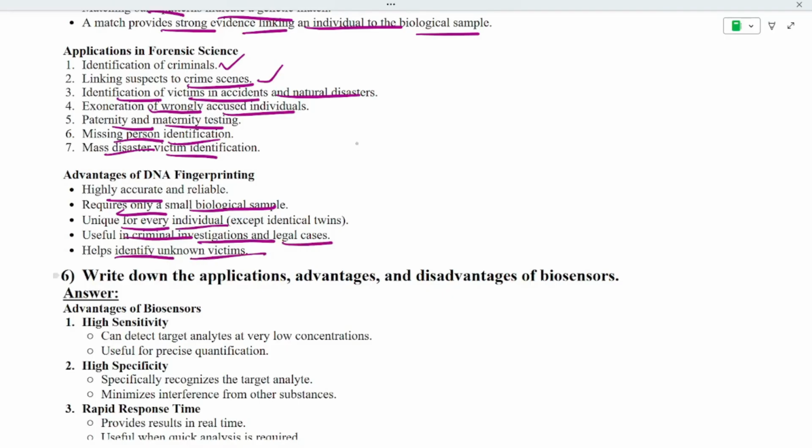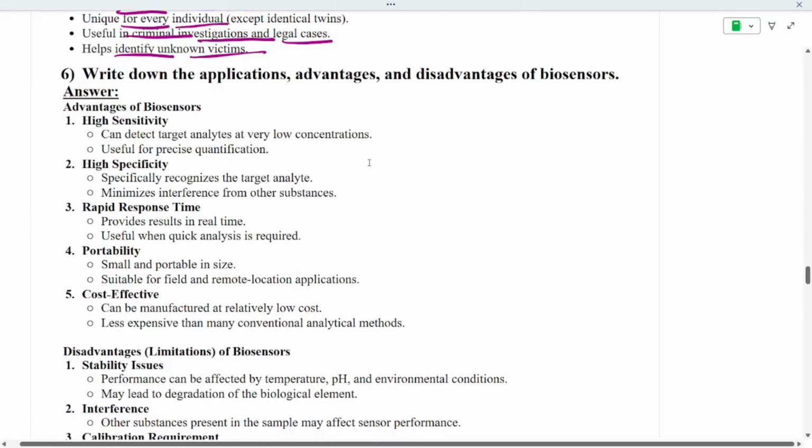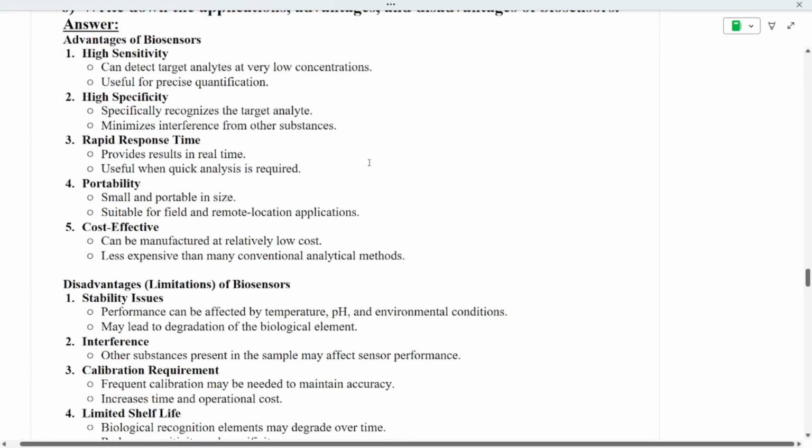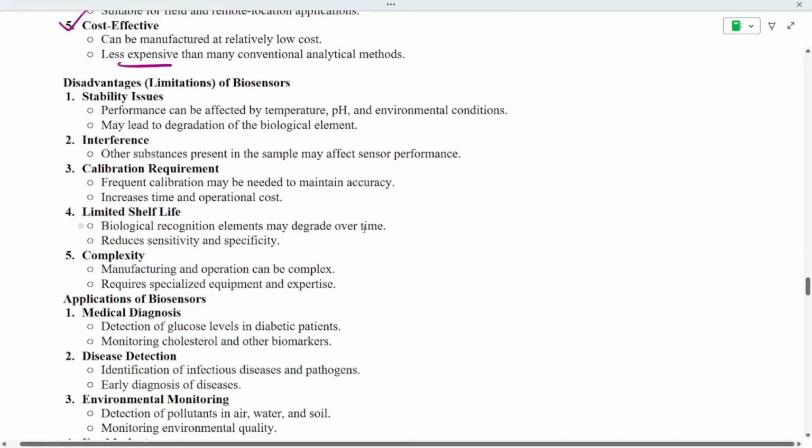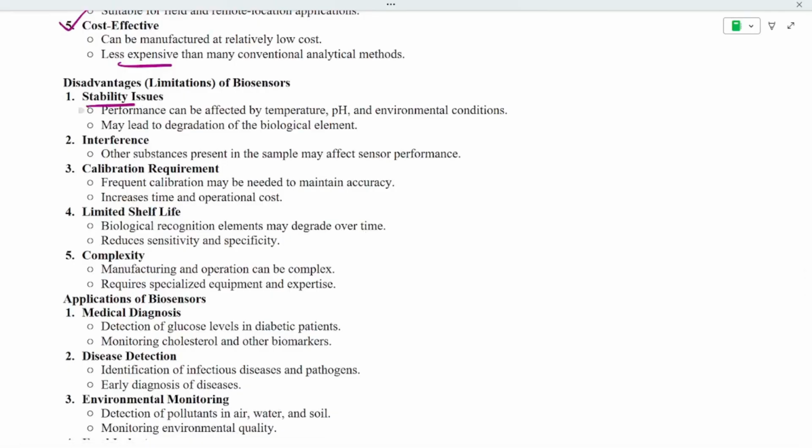Okay. Now, next, let's see the applications, advantages and disadvantages of biosensors. Biosensor advantages: it has high sensitivity, high specificity, and rapid response time. It will give results very quickly. Portability, like it is small and portable in nature, and cost effective, less expensive. If we see the limitations or disadvantages, there are stability issues; it can be affected by temperature, pH value and environmental conditions.